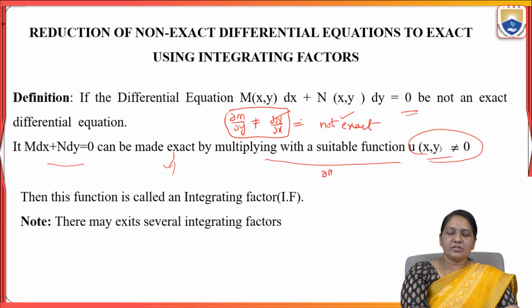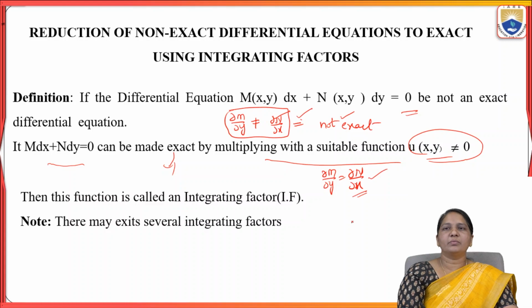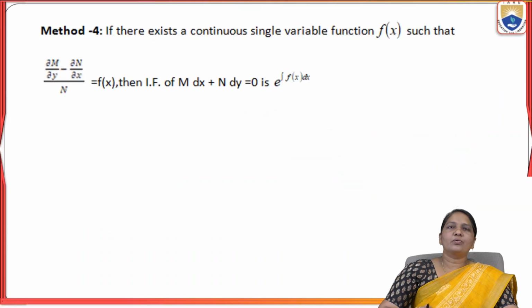So how can we convert this equation into exact, so that ∂M/∂y equals ∂N/∂x? To convert this not-equal into equal, we multiply with some suitable function. What is that suitable function? Based on the methods, we have different integrating factors. Based on the procedure and the equation, we divide the methods to solve the non-exact differential equation by using the integrating factor. So what is the integrating factor? For this method 4, we are going to see now.